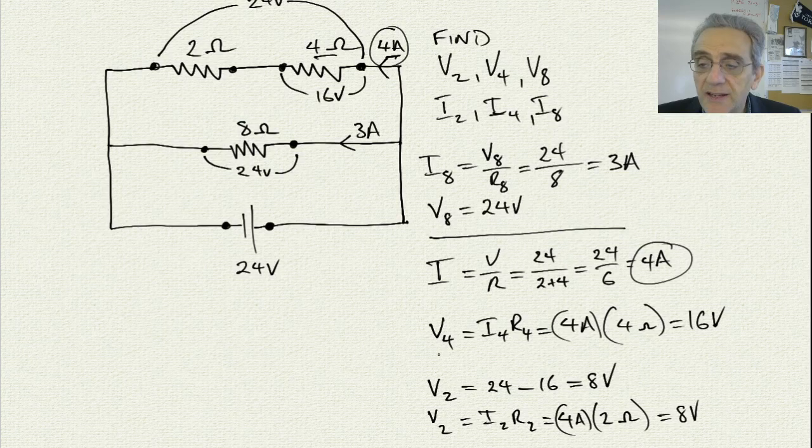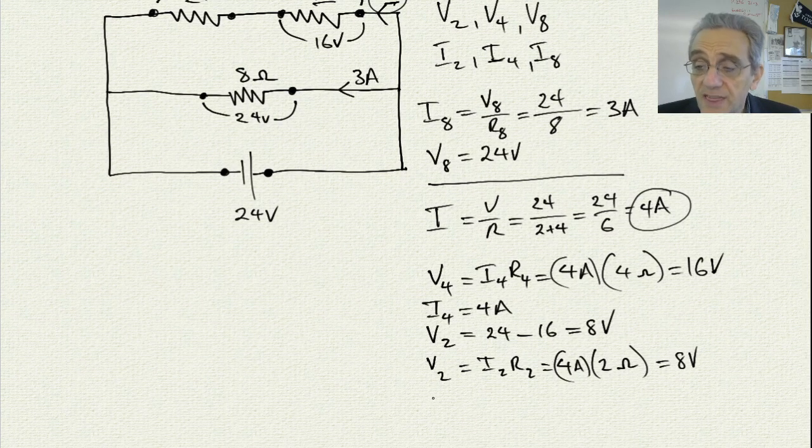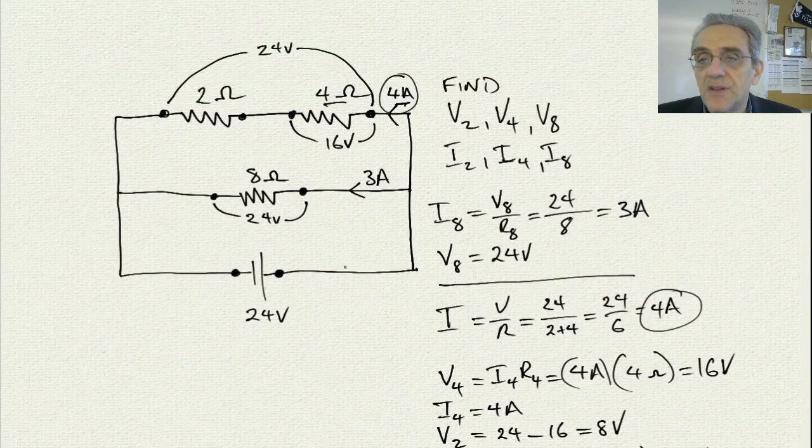I know that I4 equals 4 amps. I know that V4 is 16 volts. And I also know that I2 is also equal to 4 amps, just like the 4 ohm resistor. Both of these guys have 4 amps going through them. So this is one solution, and I can box my answers here.